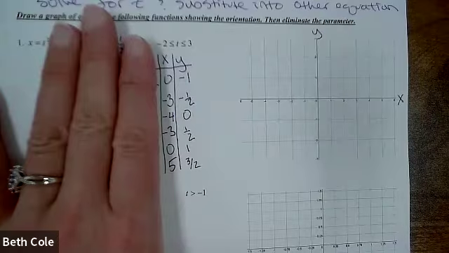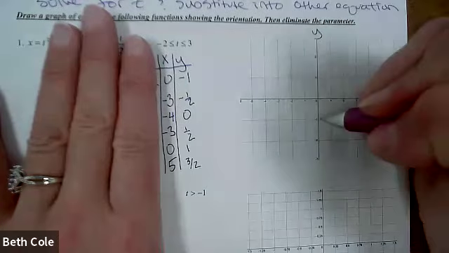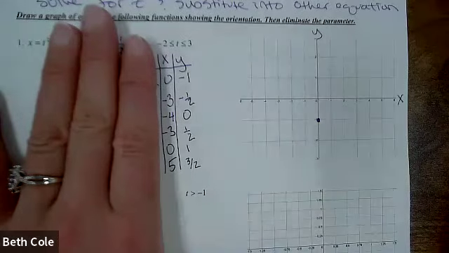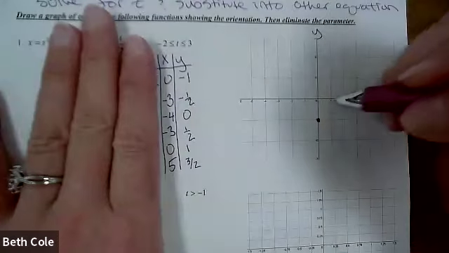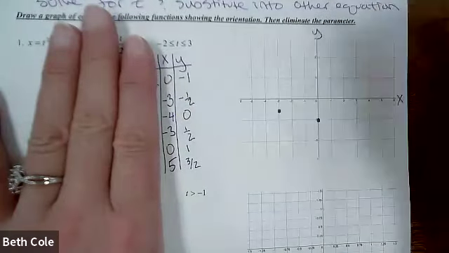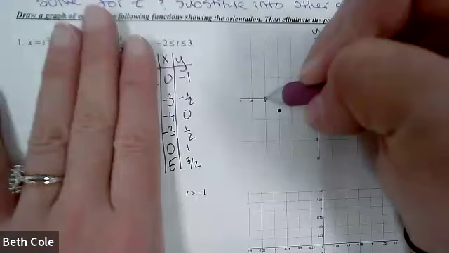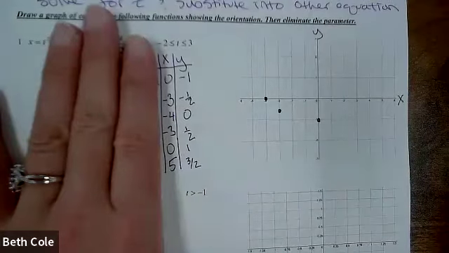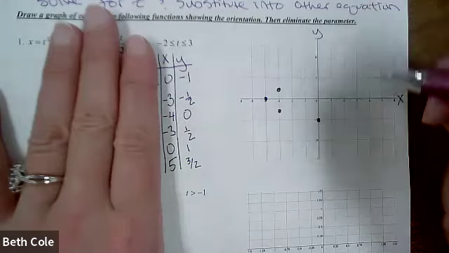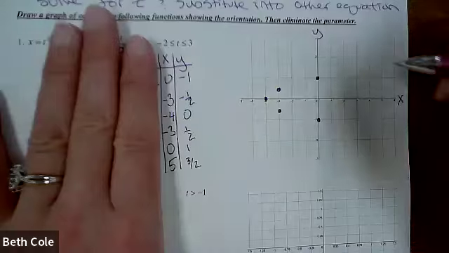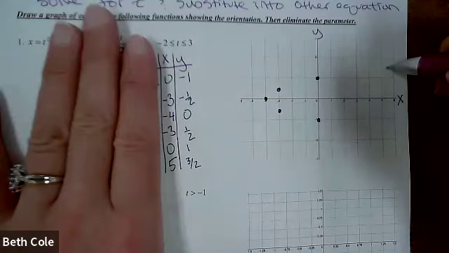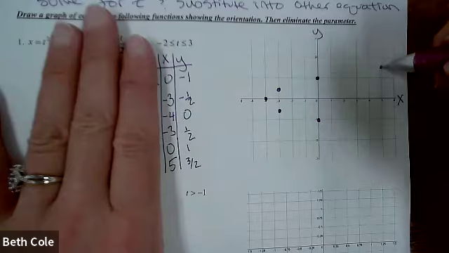So let's all go ahead and take a minute and just plot those points. So we're going to have (0, -1), (-3, -0.5), (-4, 0), (-3, 0.5), (0, 1), and then (5, 3/2), be right there.